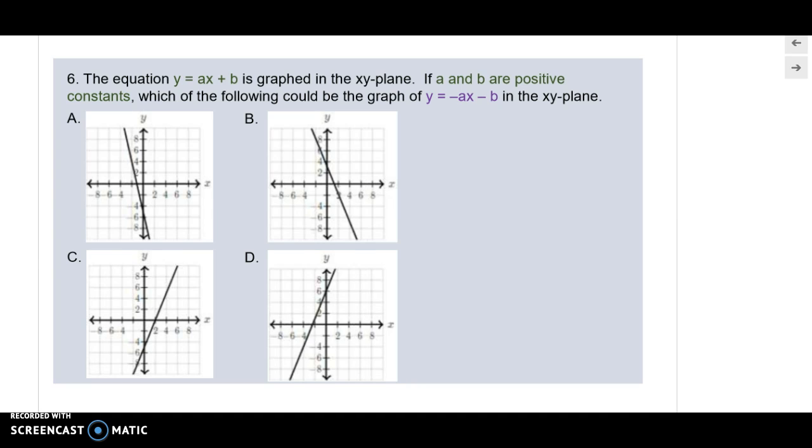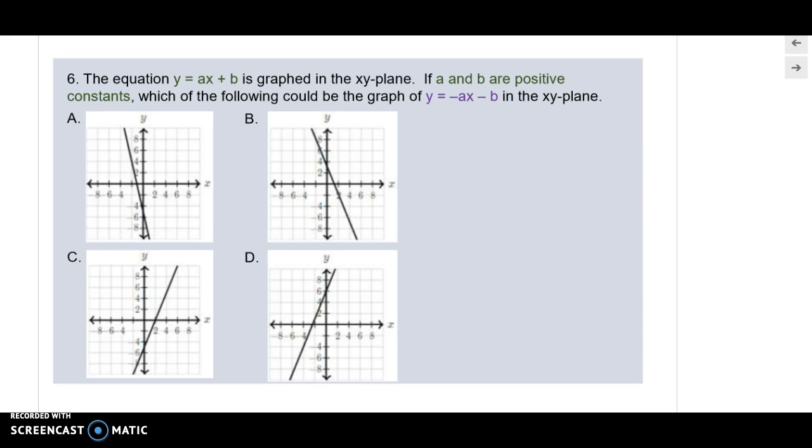All right. This is a really great question. So there's a lot of confusing things in here that we don't even really need to know. It says the equation y equals ax plus b is graphed in the xy plane. Okay. If a and b are positive constants, which of the following could be the graph of y equals negative ax minus b? So what they're saying here is your original graph had a positive slope and a positive y-intercept. But the graph we're actually graphing is negative ax and negative b.